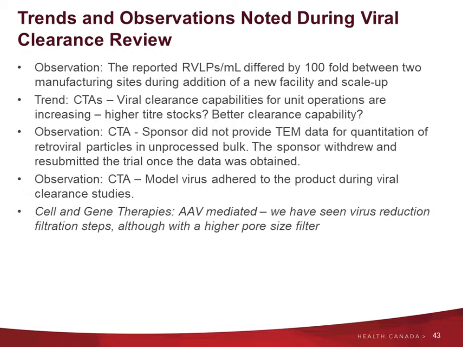With clinical trial applications and marketing applications, viral clearance capabilities for unit operations seem to be increasing. And the question is, do higher titer stocks give better clearance capability? The way that viral clearance studies are performed, higher titer stocks is the likely reason, because according to Q5A, only a small volume of virus is added to the clearance studies. So higher titer stocks would allow one to maximize the viral clearance capability of a unit operation.